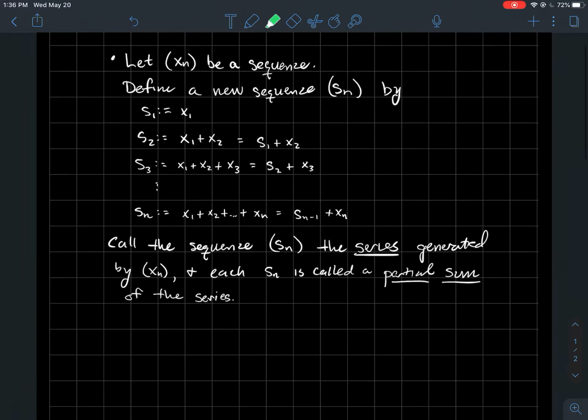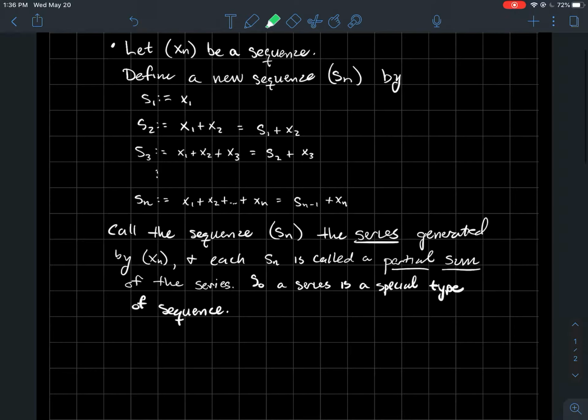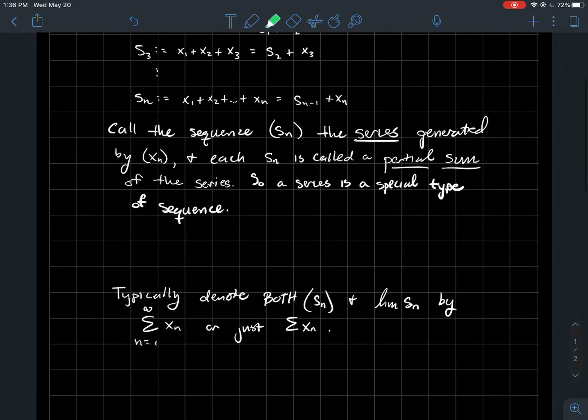So there's some notation. A series in particular is just a special type of sequence. And we'll typically denote both the series and the limit of the sequence by the same notation. In other words, the sequence of partial sums, the series, and the limit of the sequence of partial sums, these are all the same thing. We're just going to write them with the sigma notation, adding up all the terms xn, or sometimes we'll be lazy, and it's just implied that you have an infinite sum here, and it's just the series xn.